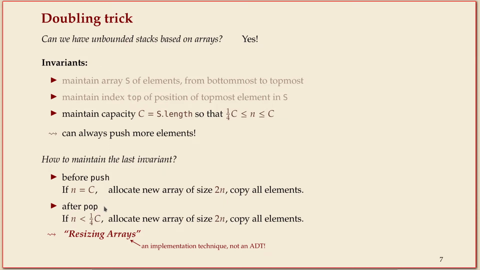And likewise, if we pop an element, we might violate this other end of the invariant. We might have that the array is now too empty, in which case, again, we create a new array of size 2n. But in this case, this actually shrinks the capacity of the array in half, or roughly around that. Because if we violate this bound, then our n is roughly a quarter of the current capacity. So if we go to twice that current size, it's half the current capacity. Okay? So two simple rules.